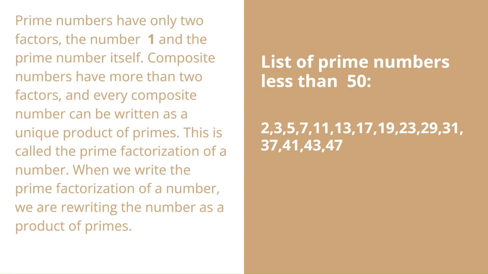On the right is the list of prime numbers less than 50. It's important, so we will use this list for the whole chapter. Just remember 2, 3, 5, 7, 11, 13, 17, 19, 23, 29, 31, 37, 41, 43, and 47. And if you have time, you can search the list of prime numbers less than 100, because it's not a lot, you just have to remember it.